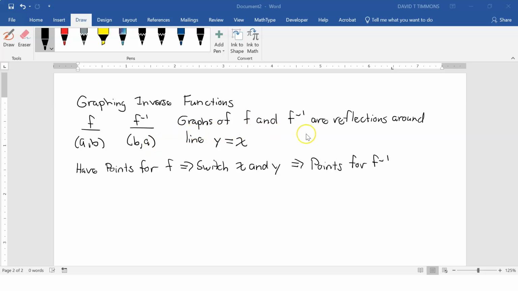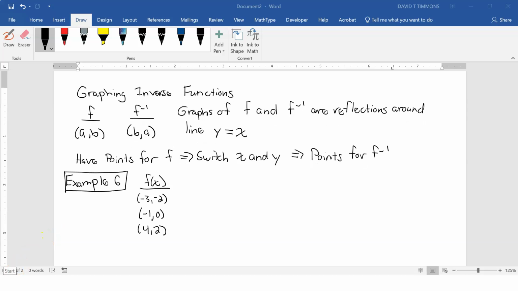And the graphs of a function and its inverse are reflections around the line y equals x due to this switching of the x and y values. And so when you're graphing a function and its inverse, if you do it correctly, you can always visually look and see if you have this symmetry or reflection around the line y equals x. Now, how to graph an inverse function? Well, if you have the points for f, you pretty much have the points for the inverse. Just switch x and y and then plot those points, and you'll have the inverse function.